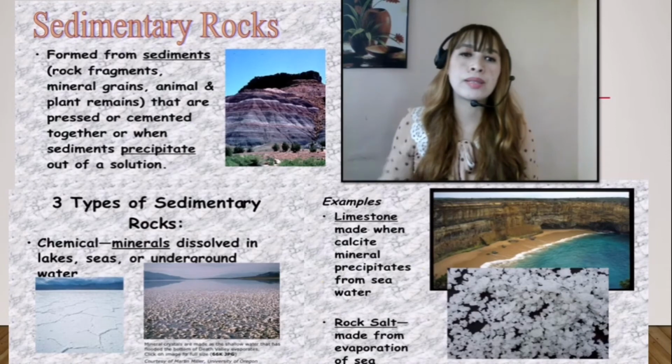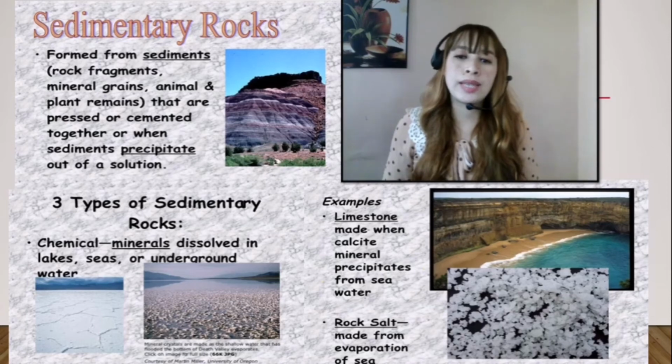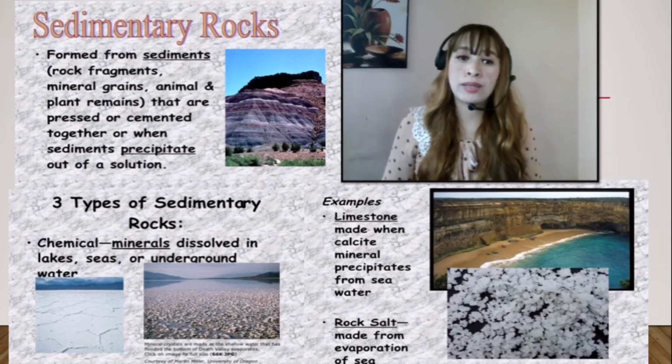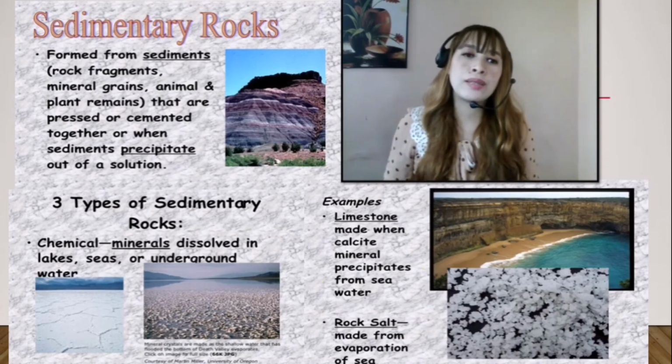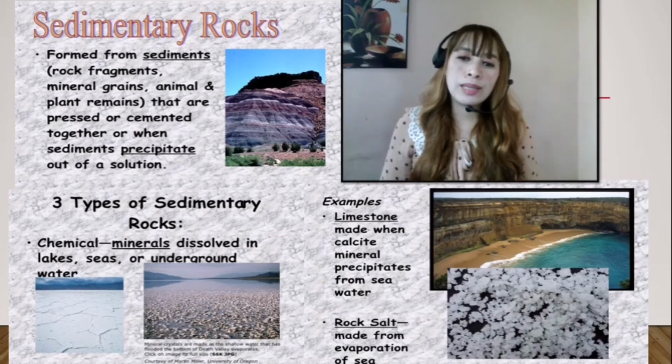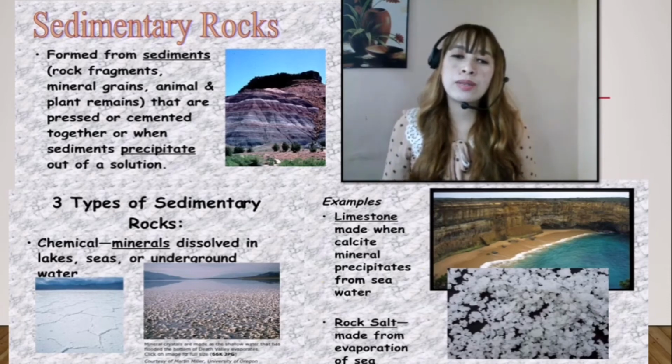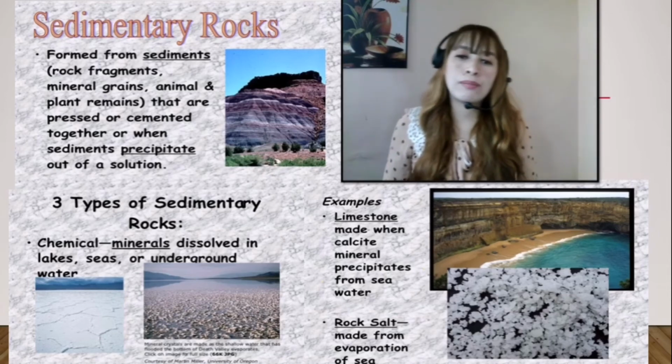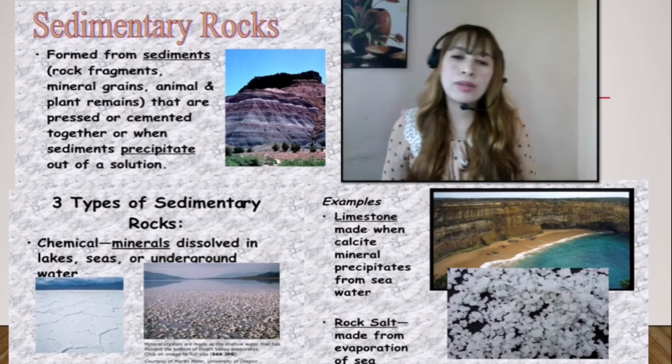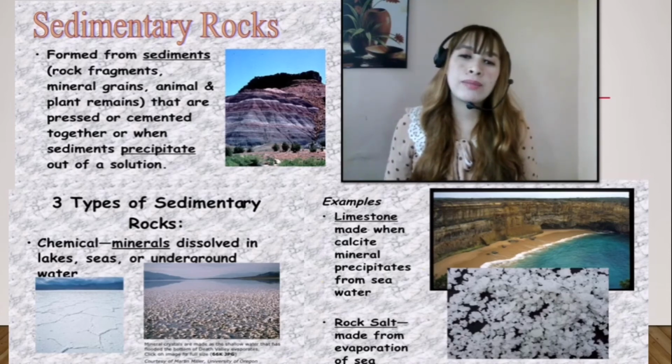Next one is sedimentary rocks. From the word sedimentary, they're formed from sediments, such as rock fragments, mineral grains, and animal and plant remains. They are the accumulation of these different materials that are pressed or cemented together, or formed when sediments precipitate out of a solution. Sedimentary rocks are very significant when we are studying history, because over time they form layers, and these layers signify the organisms present in each era.